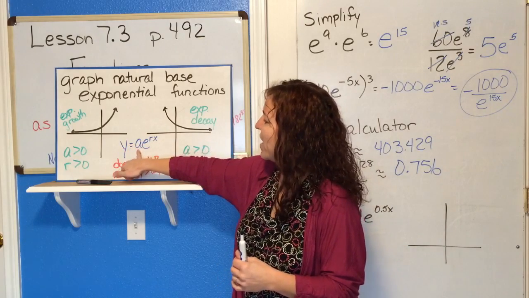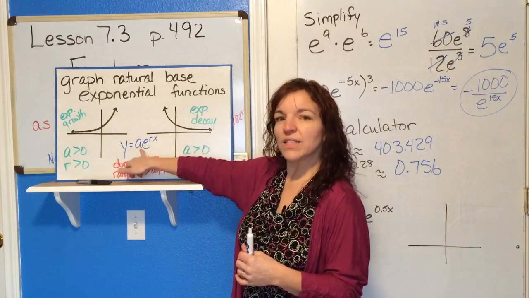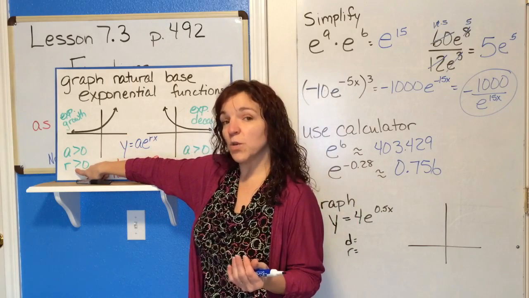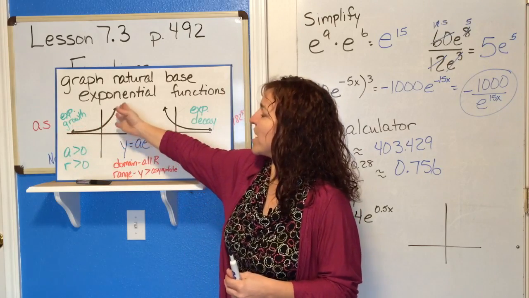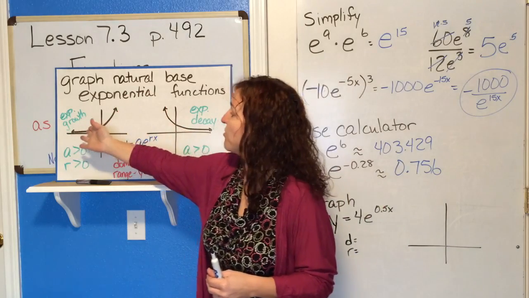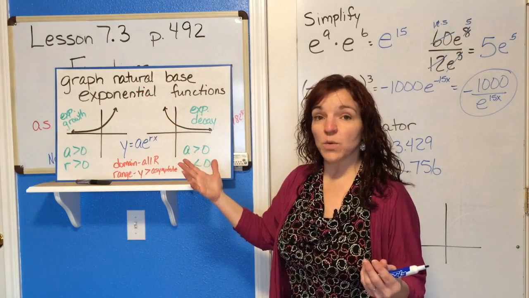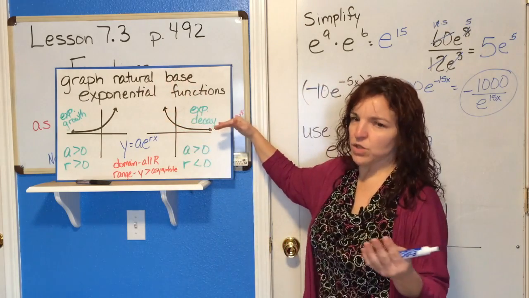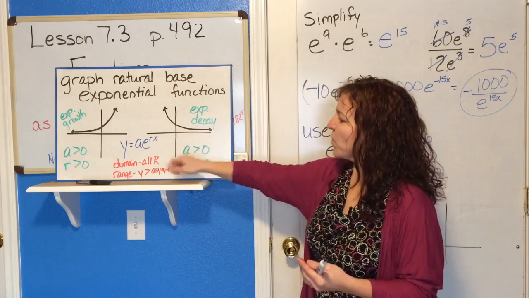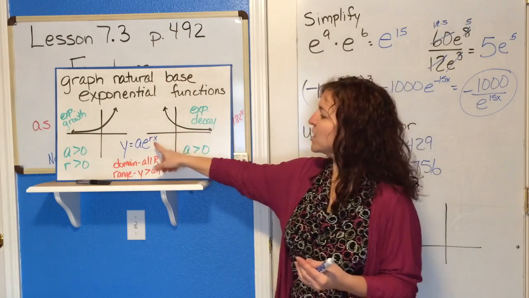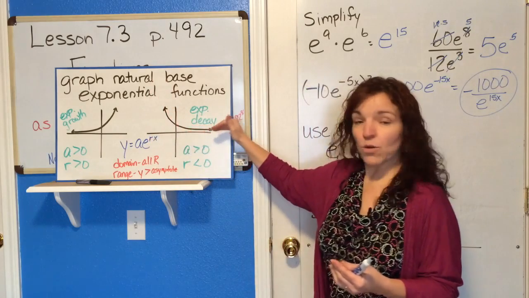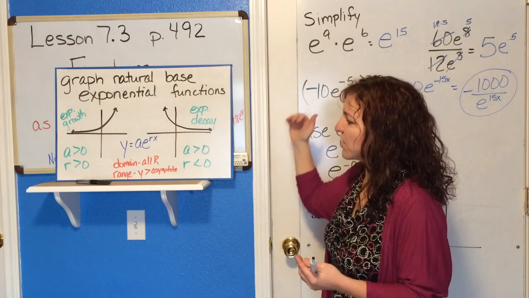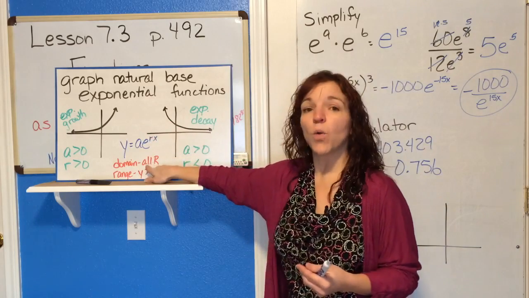So if your a is greater than zero, a positive number in front of your e, and if your exponent is greater than zero, then you're going to have an exponential growth function, and it's going to go up just like those functions that we graphed in the last section. Exponential decay functions come downward, and you recognize those because the exponent will be less than zero. If your exponent is negative, it flips to the denominator, so that's why it's getting smaller and smaller instead of larger and larger.